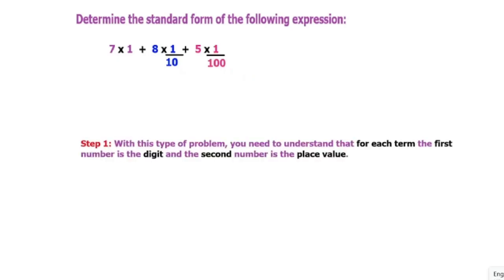So for a problem like this, the first step is to understand that for each term, the first number is the digit and the second number is the place value. So this is the digit, this is the place value. This is the digit, this is the place value. This is the digit, this is the place value. And once we're done, after this, you should be able to, every time you get a problem like this, know how to do it.